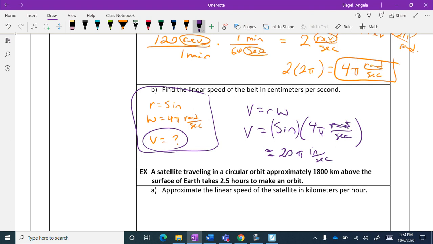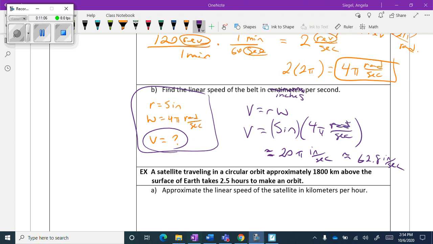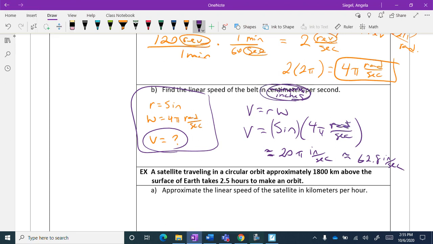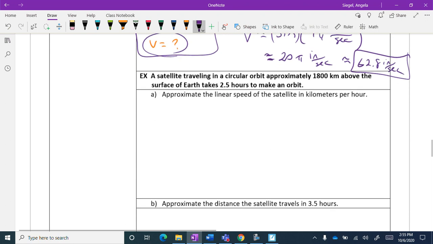And so I just realized there was this typo. So this is going to be inches. I also typed it in my calculator, and it ended up being about 62.8 inches. Okay, let's move to another one.